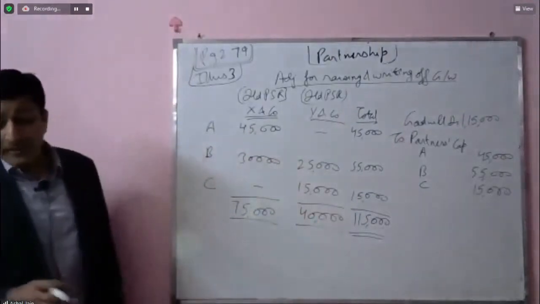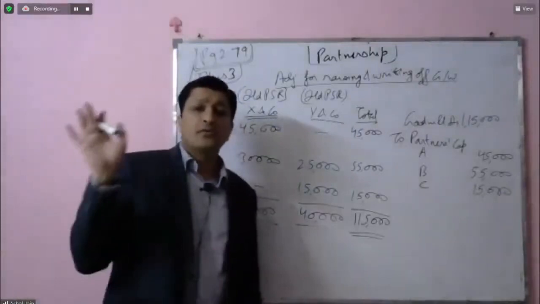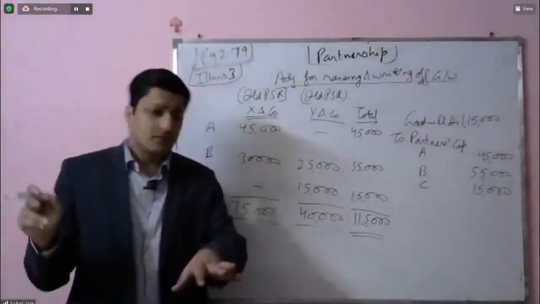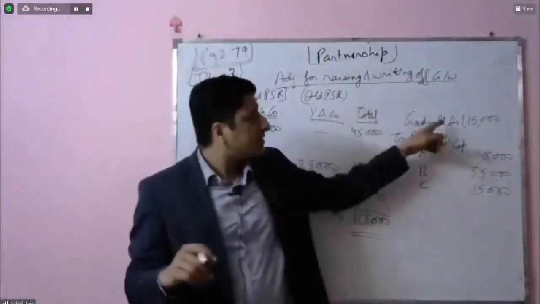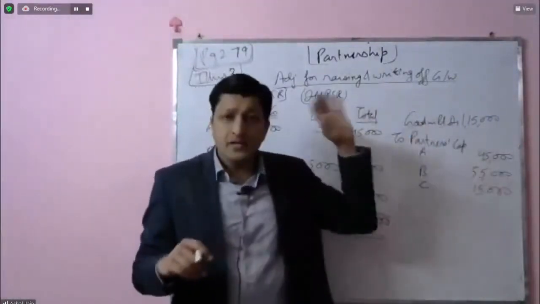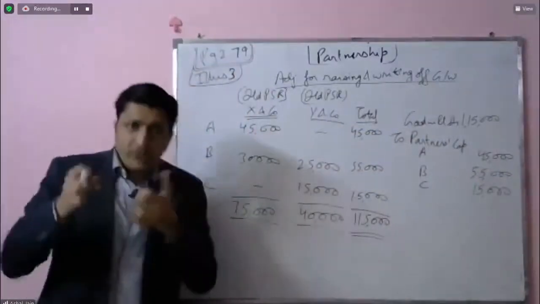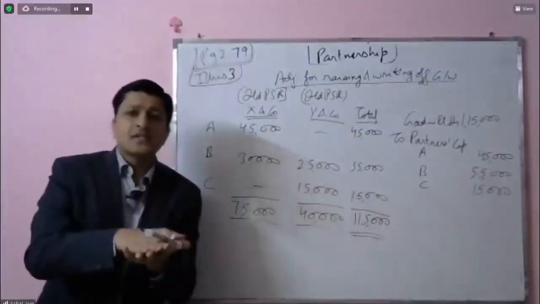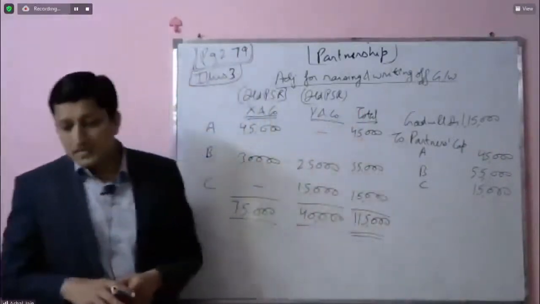Now, what is required to be done? Question says that goodwill will not continue in the books of new firm. It has to become zero. But in the old firm, we will have to generate the goodwill. It's generated, it's transferred to the partner's capital account. Now we need to reverse this. When the new firm will take it over, it will reverse this. And when it will reverse this, it will transfer it to the partner's capital account.